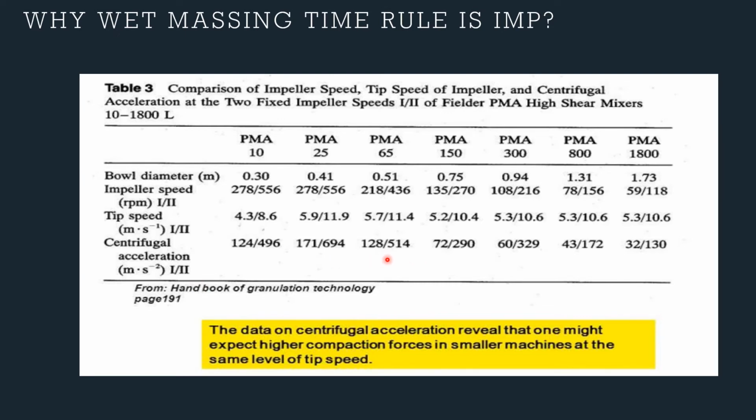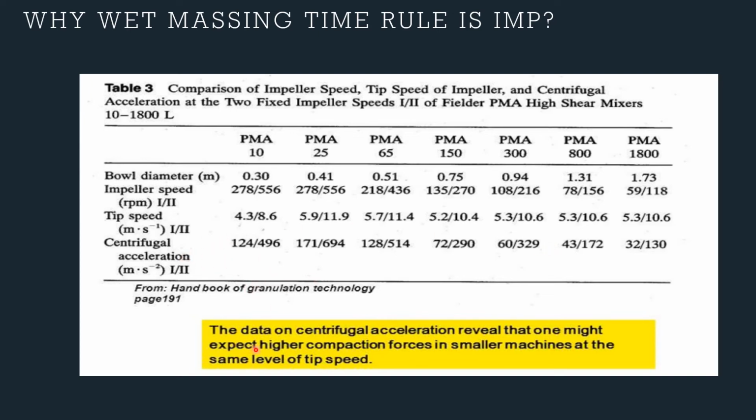At 65 liter it is higher, and at higher scale it is decreasing. So as we move to the higher scale, by maintaining the constant tip speed, the acceleration decreases. Because of that, at higher scale, if you go with only the tip speed, then particles experience less shear. So when you go with the same tip speed, which is the best way, you have to increase your kneading time so that you can compensate for this centrifugal acceleration.